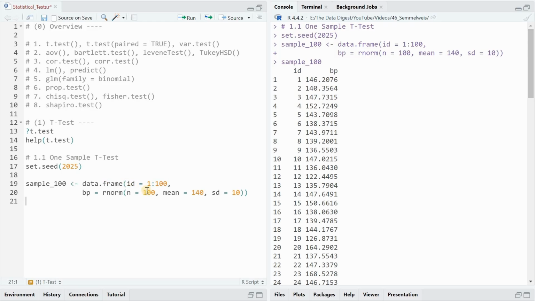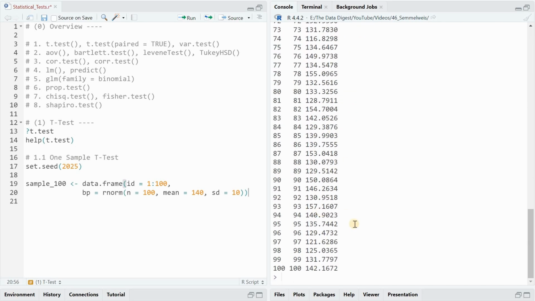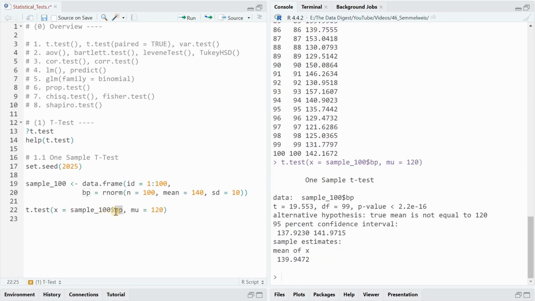Imagine we have 100 patients and their average blood pressure is 140. So BP is blood pressure, and I created a random normal distribution with a mean of 140 and a standard deviation of 10. So here I created 100 patients with some variance around these parameters. And now we can run the t-test for one sample on the blood pressure variable and ask if the average of 140 is significantly different from mu, a value that I set to 120, which I would consider the normal blood pressure, and the p-value comes down to e to the power of -16, so very close to 0.